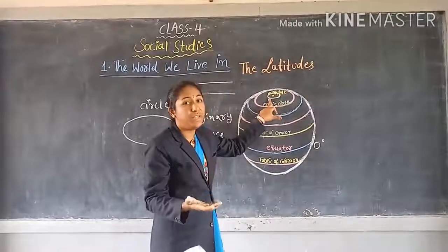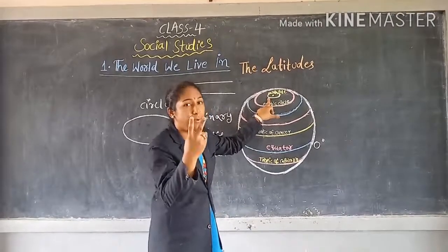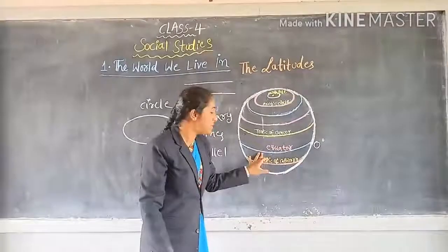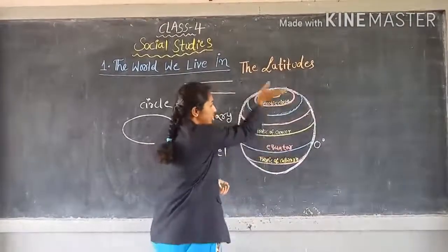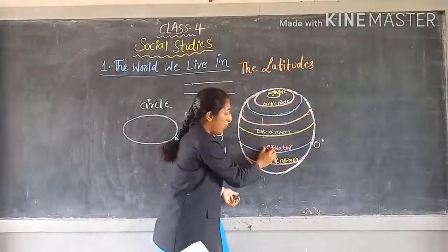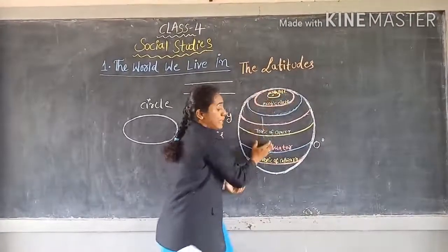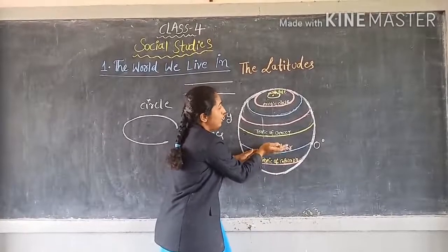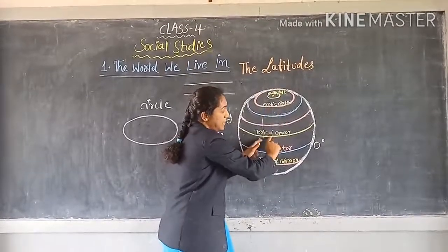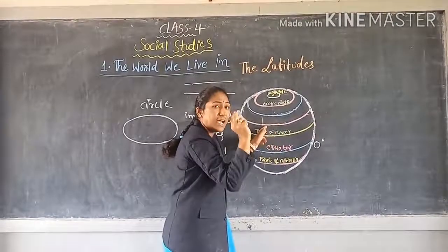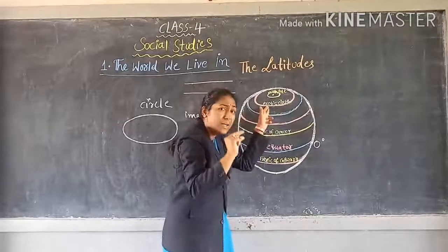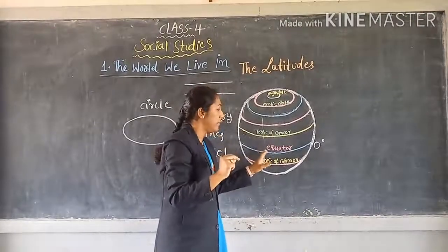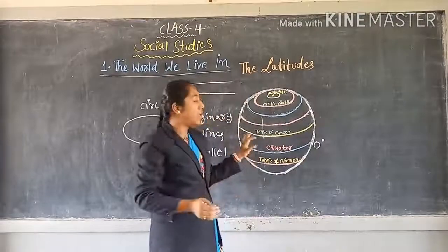Already you know that. How many poles are there on the globe? Two poles, one pole at the top and one pole down. So the latitudes' size becomes small towards the poles. It means when we go from the equator to the poles side, the latitude size becomes small. This latitude is somewhat small, this latitude is again smaller, and this one becomes smaller still. Like that, the size becomes small towards the poles.